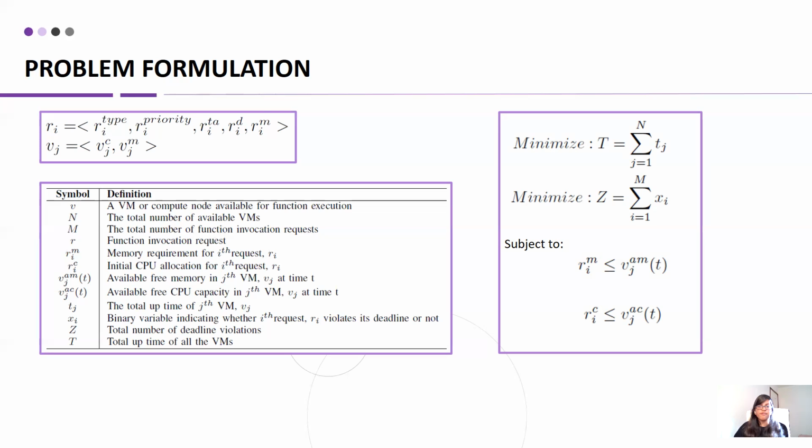The first objective of our work is to schedule functions on VMs so as to achieve a high resource efficiency for the provider. So the metric we measure is the total VM time during the experiment. We want to minimize the total VM uptime. And the second objective is to manage allocated CPU resources to functions so as to maintain application performance and meet the deadline. So the objective is to minimize deadline violations. Both of these objectives are subject to the resource constraints as shown in the slide.